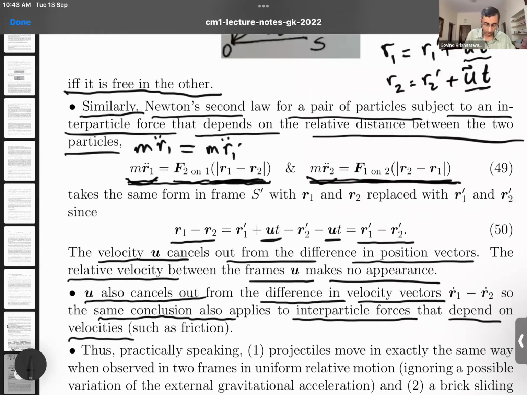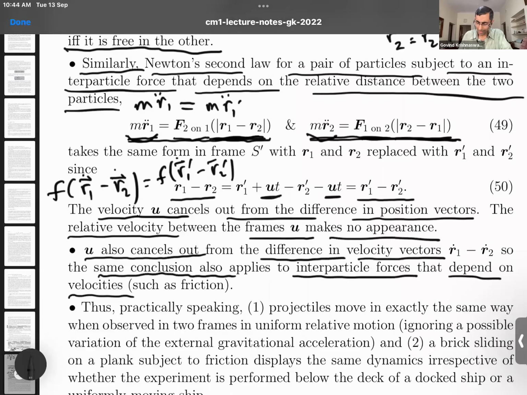So if there is a force that depended on R1 dot minus R2 dot, that is the relative velocity between the two particles, suppose there are two objects that are sliding one on top of the other with locations R1 and R2. Again, this will be the same as that force evaluated at R1 prime dot minus R2 prime dot, because u cancels out from the difference.